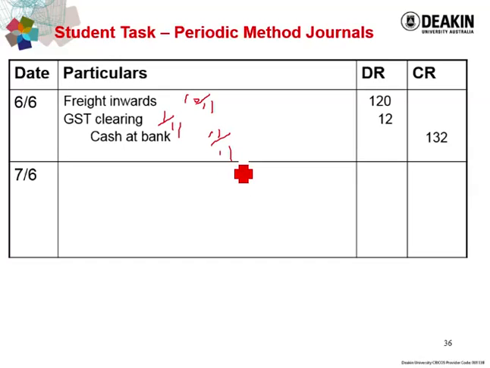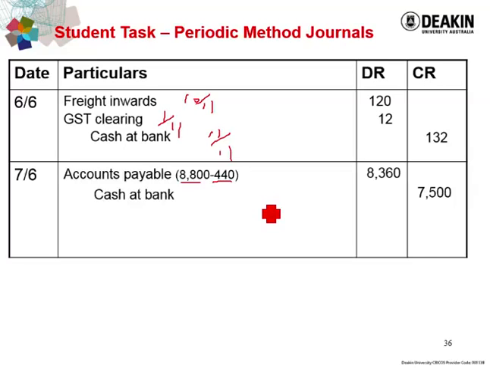And on 7th of June, we paid creditors $7,500 in full settlement of account. In this case, we only owe the creditor or supplier 8360 because we purchased on credit 8.8k, and then there is a purchase return of 440. If $7,500 is a settlement amount, it means that we actually have discount revenue.